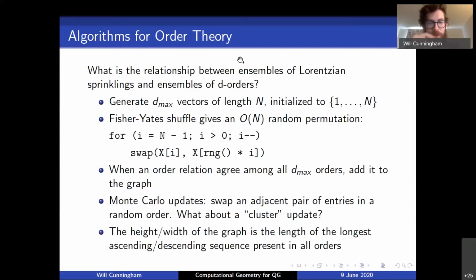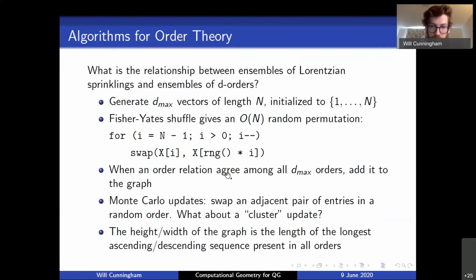So, for some algorithms for order theory: what is the relationship between the ensembles of Lorentzian sprinklings and the ensembles of D orders? This is a key question. The way that you generate these orders or study this problem is you might generate some number of vectors of length n, initialize them however you want, perhaps 1 through n, and then you might do some Fisher-Yates shuffle, which is a random shuffle on your vector, and this gives a random permutation. So this would be an example of how to get a random D order.